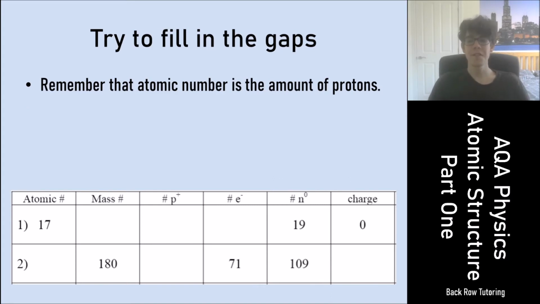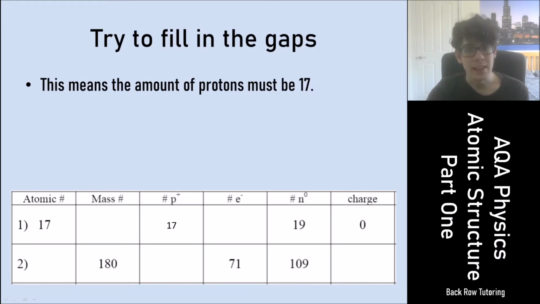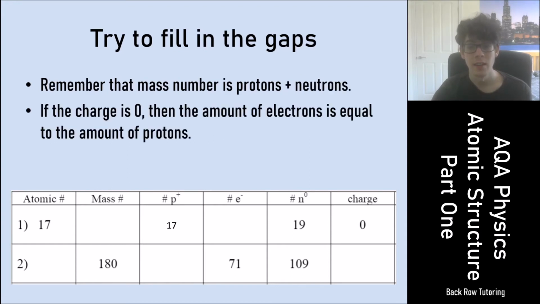Right, we're going to try and fill in the gaps of this little table here. Now, remember that the atomic number is the amount of protons. So, the atomic number here for element 1 is 17. So, how many protons does it have? 17. If the atomic number is 17, the amount of protons is 17.